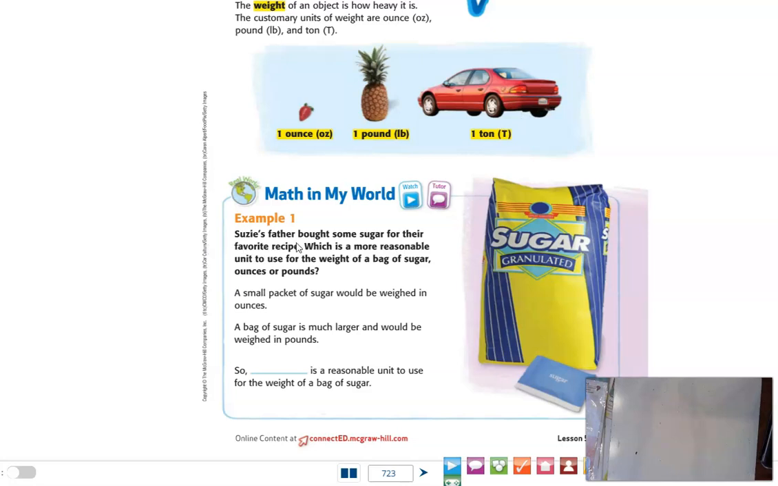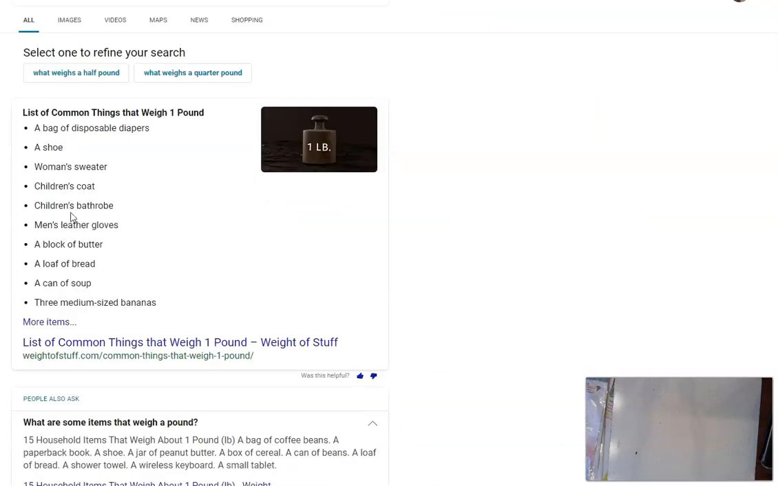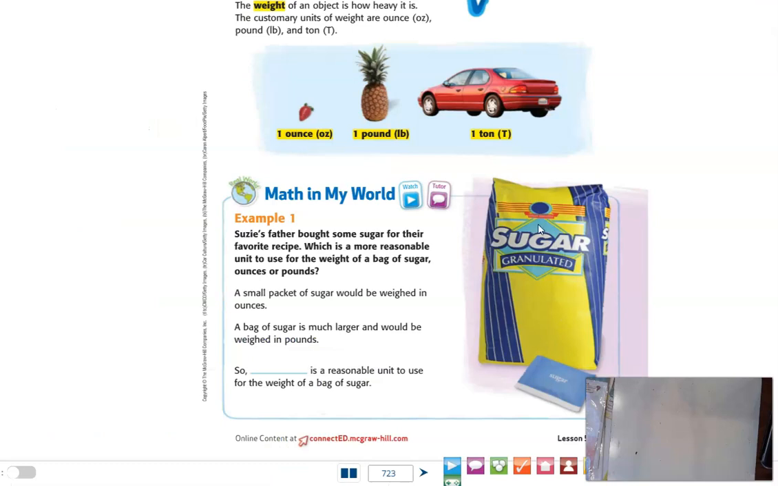Okay, Susie's father bought some sugar for their favorite recipe. What is a more reasonable unit to use for the weight of a bag of sugar, ounces or pounds? So if you think about what you buy in the grocery store, those bags of sugar probably weigh more than a strawberry. They might weigh closer to a bag of diapers, a loaf of bread, a can, a block of butter. That might be more reasonable to measure the weight of a bag of sugar.